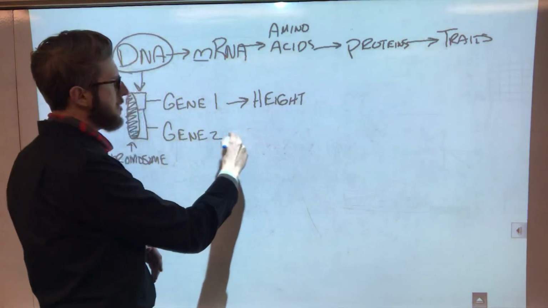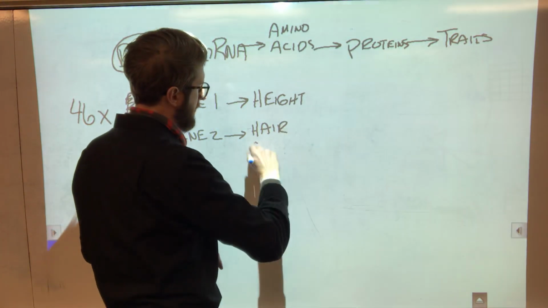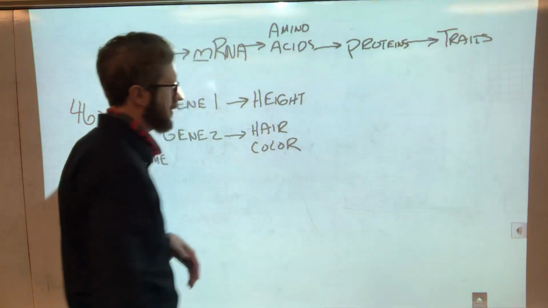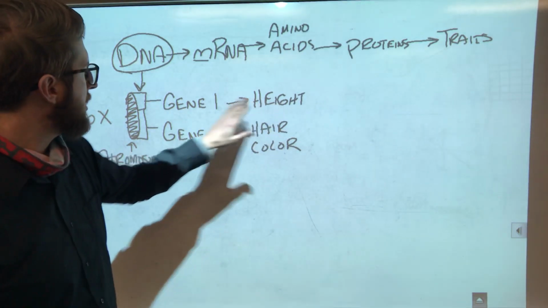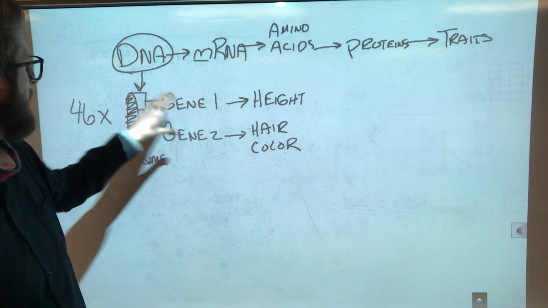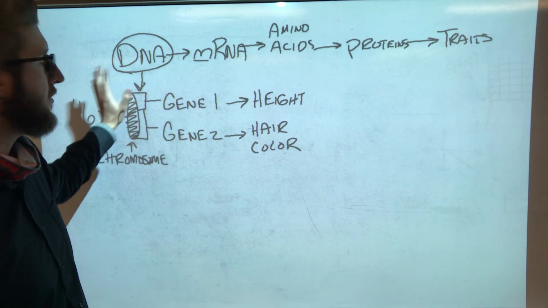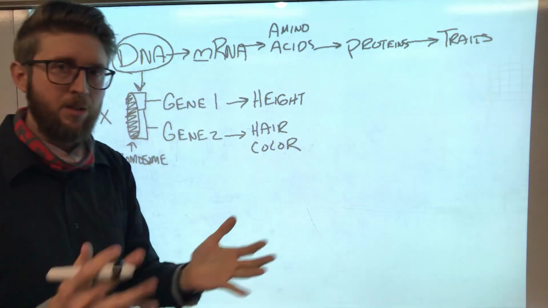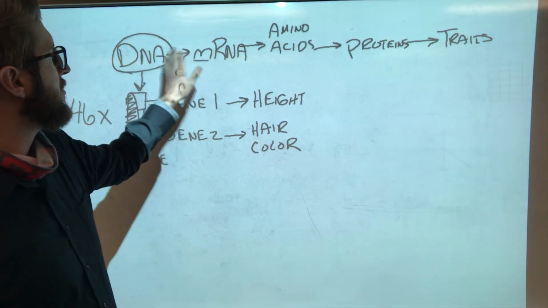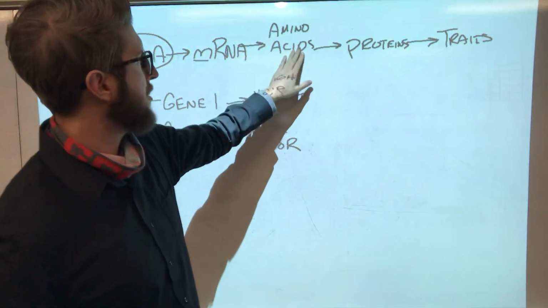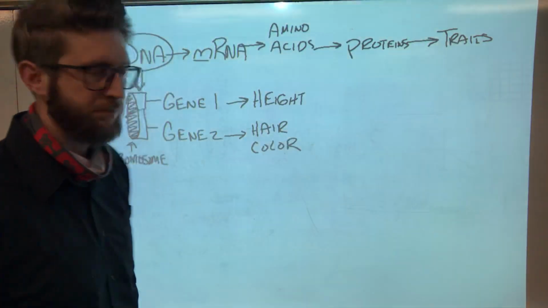And let's say that gene 2 controls hair color. Okay? So these are the traits that are controlled by these genes that are located on this chromosome, which is one of 46 chromosomes inside of every cell that collectively we refer to as your DNA, which codes for your mRNA, which codes for your amino acids, which codes for your proteins, which codes for your traits.